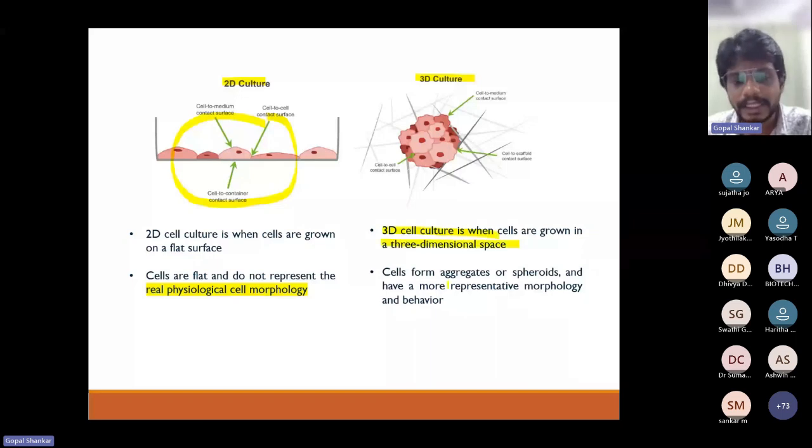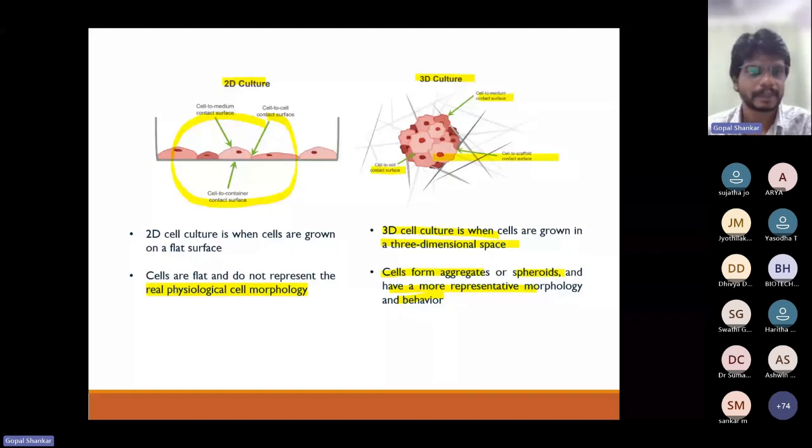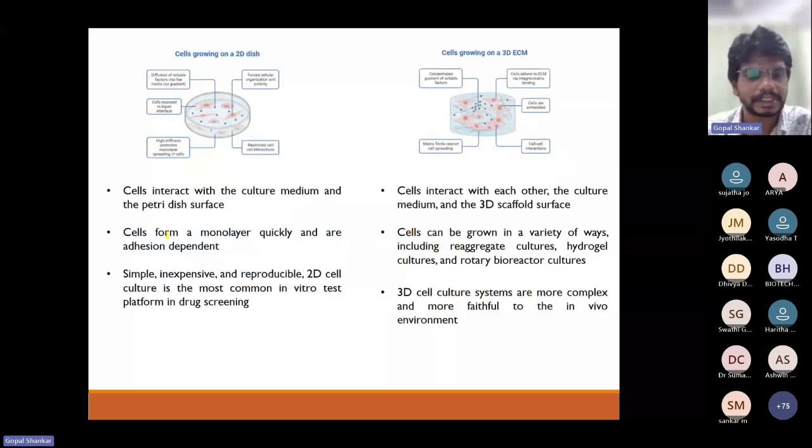And when you do that, the cells will form aggregates, or you call them spheroids, and they have more space for their interactions. So here you see the cell-to-cell contact interaction happens, the cell-to-scaffold interaction happens, and the cell-to-media interaction happens. So in 2D, the cells will interact only with the culture media and the petri dish, and they will only form a monolayer, which means a single layer of cells. You cannot grow more than that. And this is a simple process, inexpensive, reproducible, but most of the time it cannot mimic the natural conditions in your body.